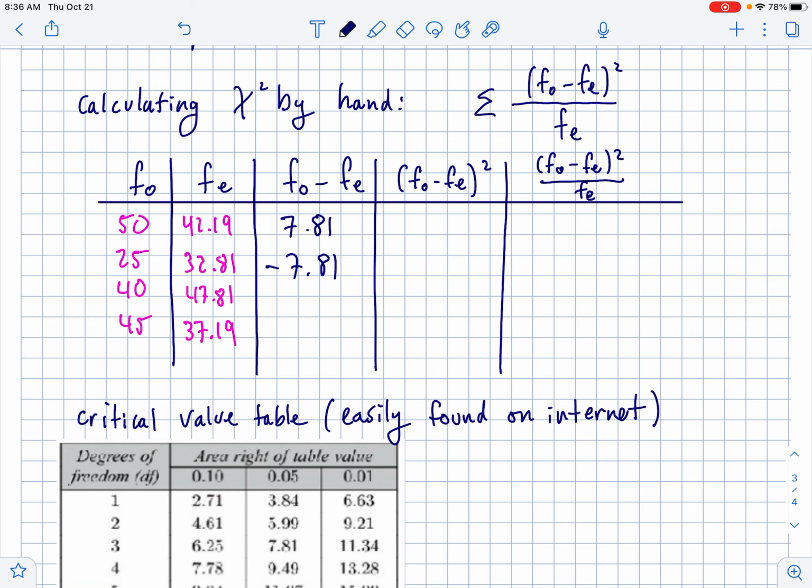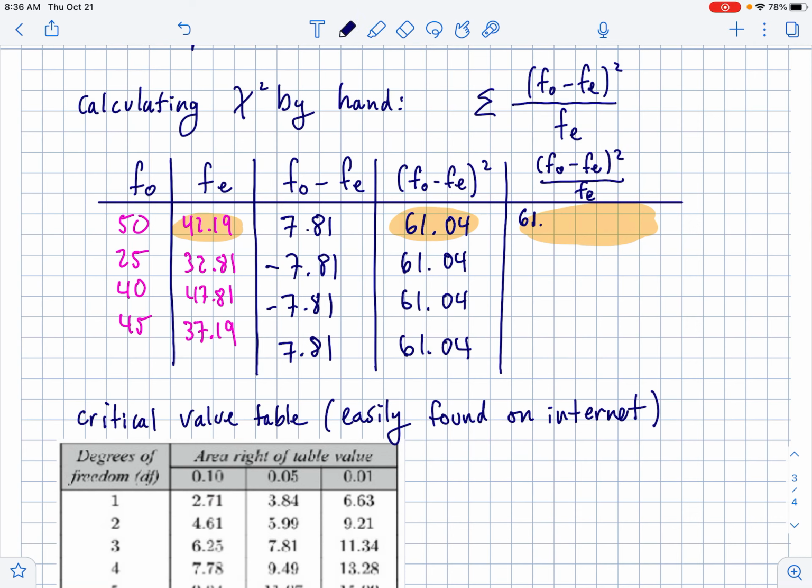First you subtract fo and fe, then you square them, then you divide by fe. So 50 minus 42.19 is 7.81. Then if you subtract the next two, you get negative 7.81. Then you get negative 7.81 again, and then 7.81 when you subtract those. Now, if you square those numbers, you get 61.04, 61.04, 61.04, and 61.04.